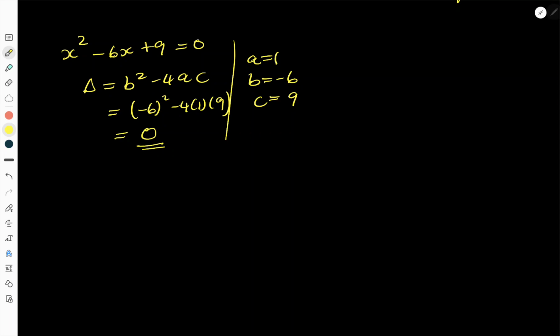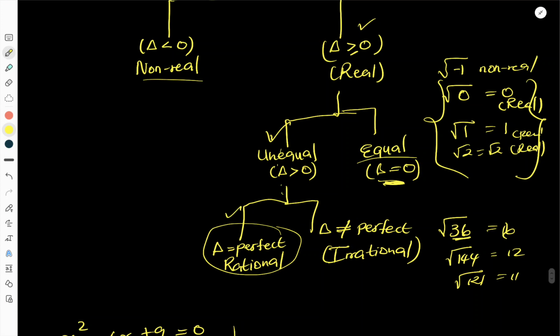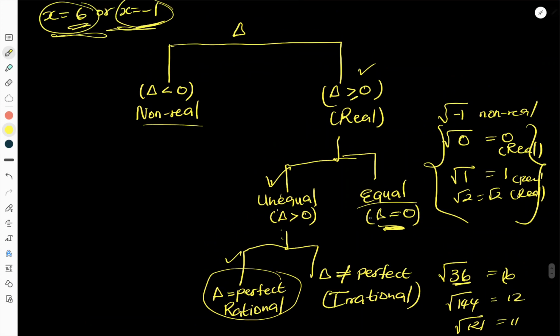What do we know when you get a 0? When your delta is 0. Guys, you must memorize this table. It's very important. When you get delta is equal to 0, the roots, obviously, they are equal.